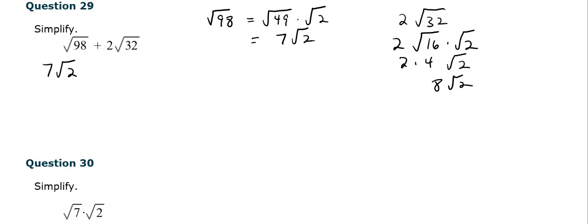So we're adding 7 square roots of 2 to 8 square roots of 2. And again, since the radicands are the same and the coefficients are like, we can go ahead and add. If we have 7 square roots of 2 and we get 8 more square roots of 2, we have 15 square roots of 2.